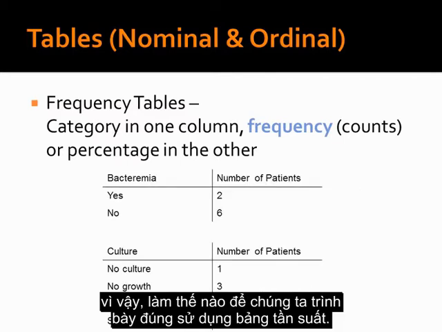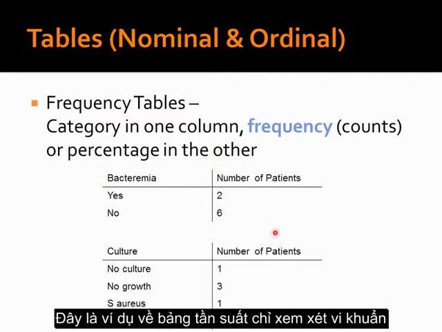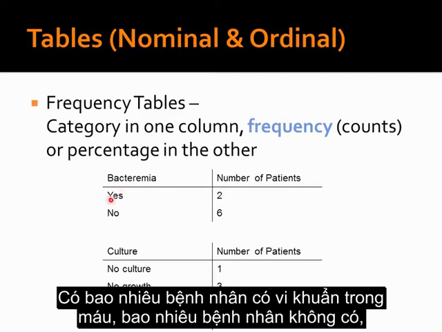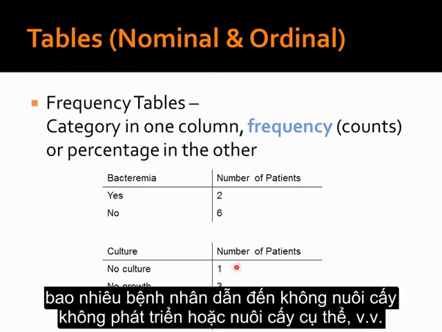We use frequency tables. For example, this is an example of a frequency table that only looks at the bacteremia. How many patients had bacteria in the blood? How many patients did not? How many patients resulted in no culture, no growth, or this particular culture, and so on and so forth.